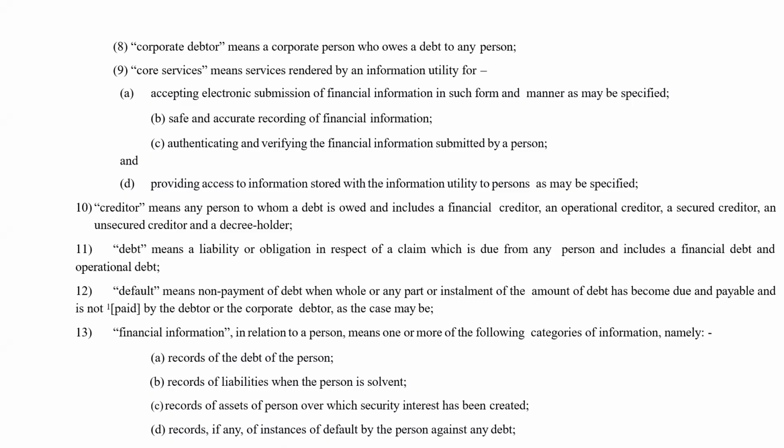Creditor means any person to whom a debt is owed and includes a financial creditor, an operational creditor, secured creditor, unsecured creditor, and a decree holder. All these are included under the definition of creditor, right? Even a decree holder is considered a creditor. Debt. Definition of claim we have already seen.